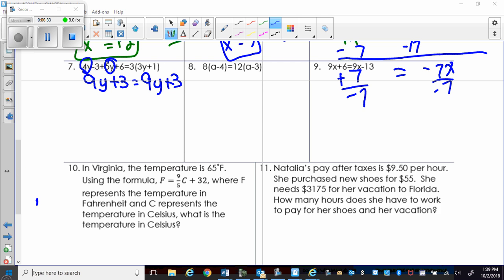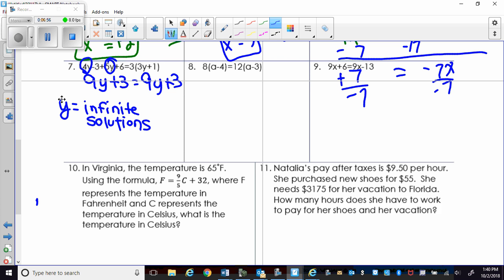There are infinite solutions. Infinite solutions, or all real numbers. Y equals infinite solutions. You have the same thing on both sides.